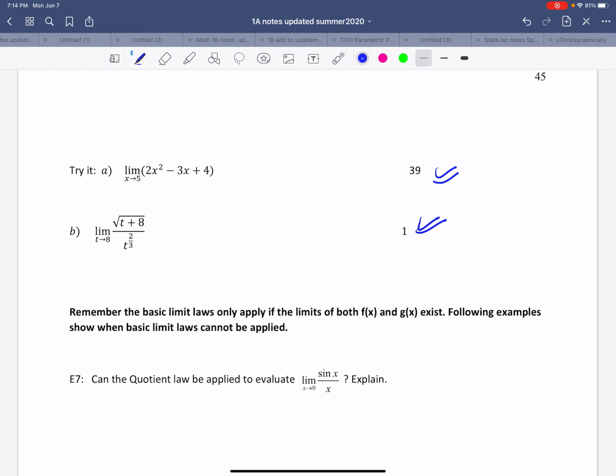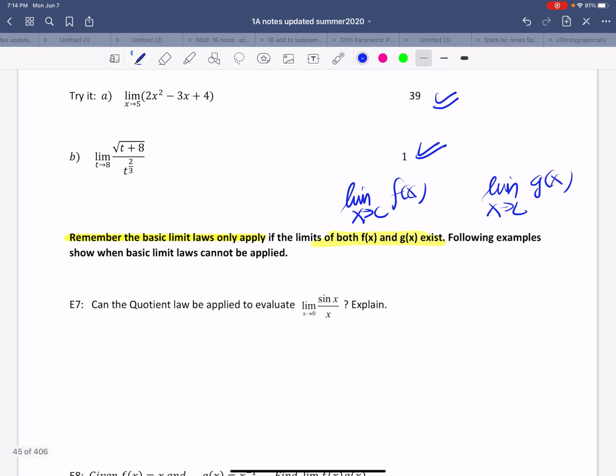The first one should be 39. The second one should be 1. Double check your work. Now, one quick note. Remember, the basic limit laws, the ones we just talked about, only apply as long as both individual limits exist. As long as the limit as x approaches c of f of x exists, it can be 0, but it should exist, and the limit as x approaches c of g of x exists.